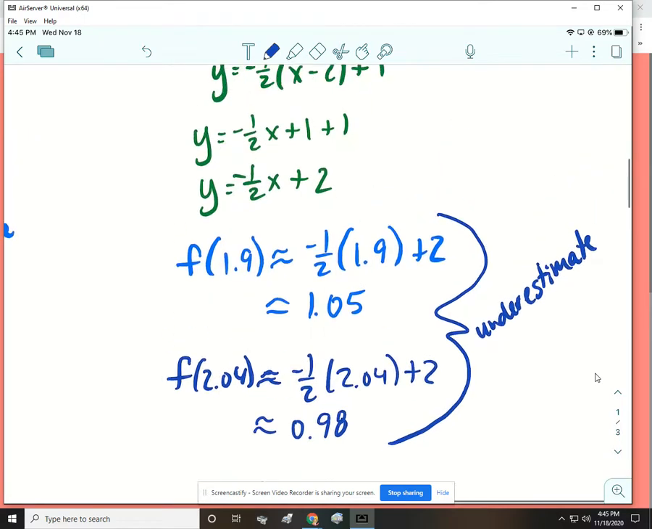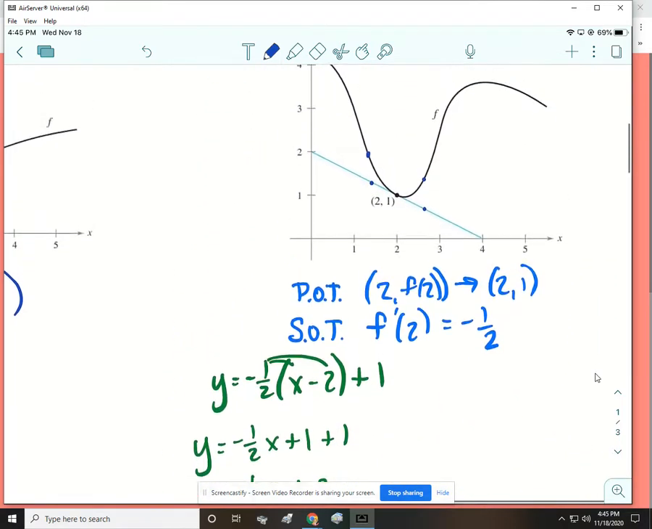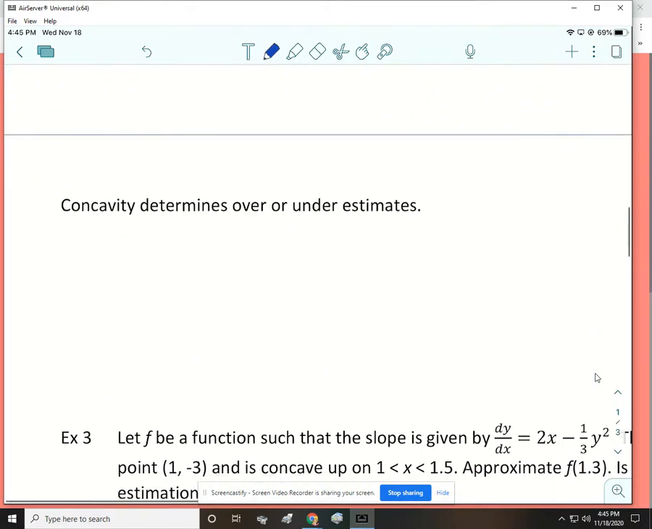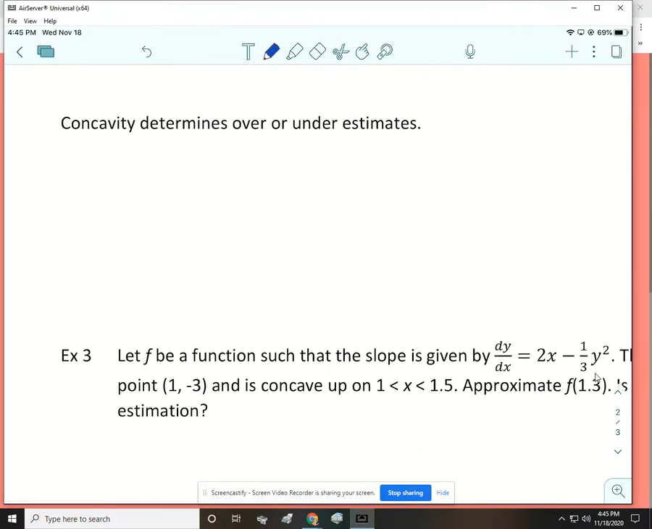Now, we actually don't have to have the graph to determine if it's an over or underestimate. We just need to know the concavity. Concavity is something we will talk about a lot, but today is the first day you're hearing that word, I think. When a graph is concave up, it looks like this, and the tangent line is going to be below the graph, and that's going to make it an underestimate.